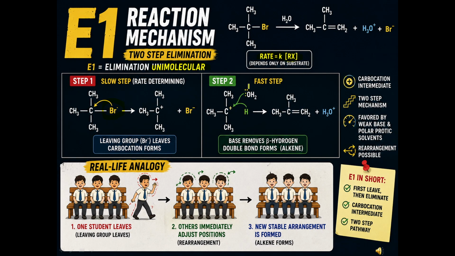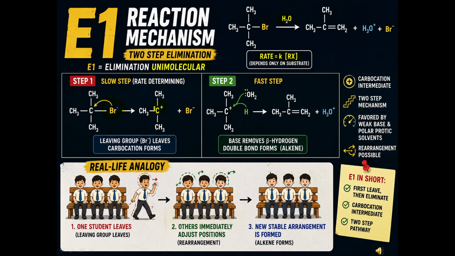E1 reactions usually occur with tertiary alkyl halides or alcohols in the presence of weak bases and polar protic solvents like water or alcohol. The mechanism takes place in two steps. Step 1. Formation of carbocation. The leaving group departs, taking its bonding electrons with it. This forms a positively charged carbon intermediate called a carbocation.